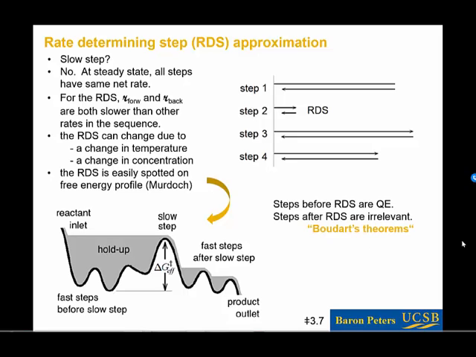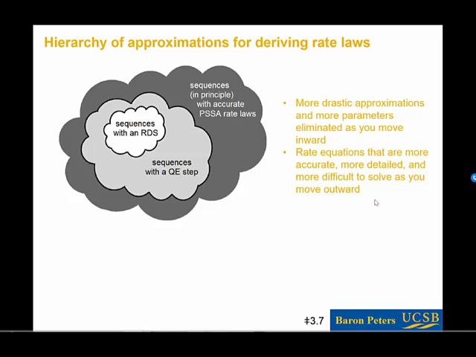A lot has been written on these. In fact, in the engineering book that I referenced, Boudart has spent a lot of time developing theorems for working through these things and recognizing situations where you can apply the rate determining step and the quasi-equilibrium approximation and very rapidly simplify these things into rate laws. There's really a hierarchy of rate laws, and the sequence that I showed you was an increasing level of approximation. First, you have rate laws where you make no approximation, and sometimes that's necessary in cases like combustion kinetics.